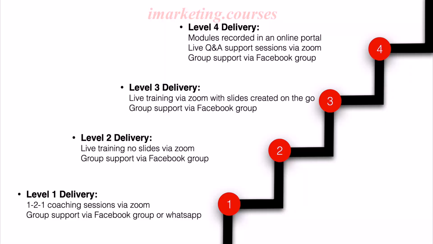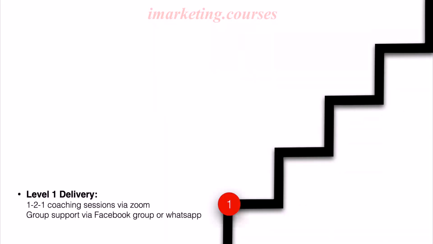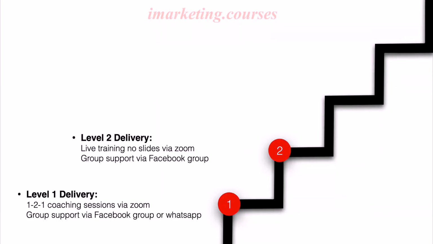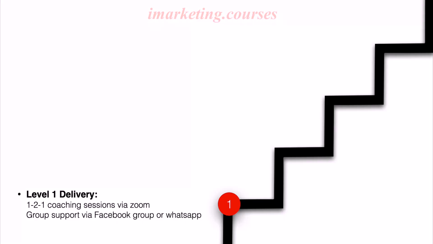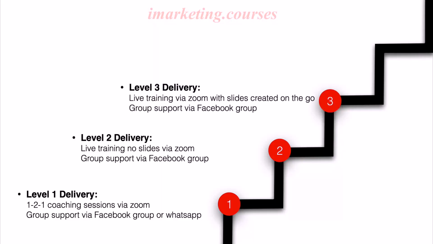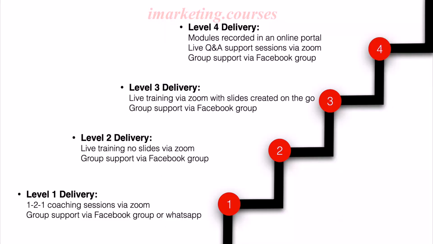Level 4 is what you're seeing now. The modules are recorded in an online portal, so there's a success path. You get live Q&A support sessions via Zoom, which you guys do too, and you get group support via Facebook group. So that's a level 4 delivery. But you have to go through level 1 first, level 2, level 3, then level 4. I mean, you can go straight to level 2 if you want. If you haven't done level 1, that's fine. You can go straight to just doing live coaching over Zoom, and you book in as many people as you want on that, and you create your slides on the go, and then you record your modules when you have the time to do it, and that's it.